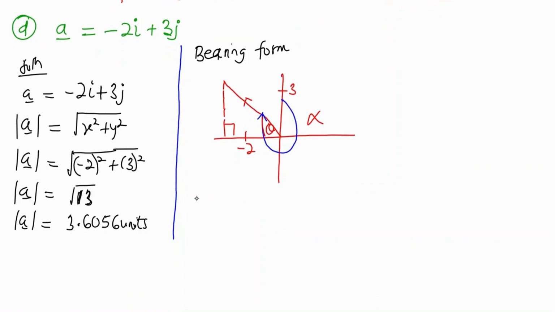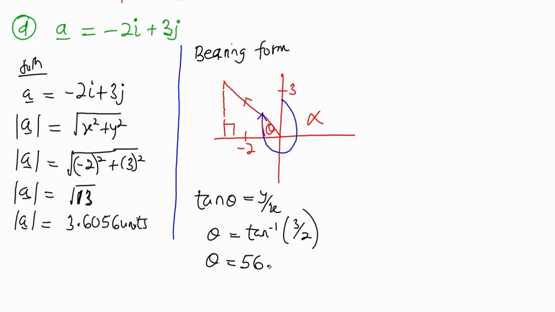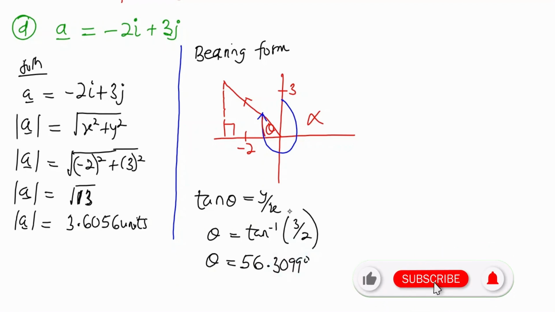That is tan theta, which is equal to y on x, which basically means that theta is equal to tan inverse of, our y here is 3 on 2. So we ask ourselves, what is that? Theta now is equal to 56.3099 degrees. So once we have this, we have our theta here, and the next step is for us to find alpha. So that is the bearing itself.